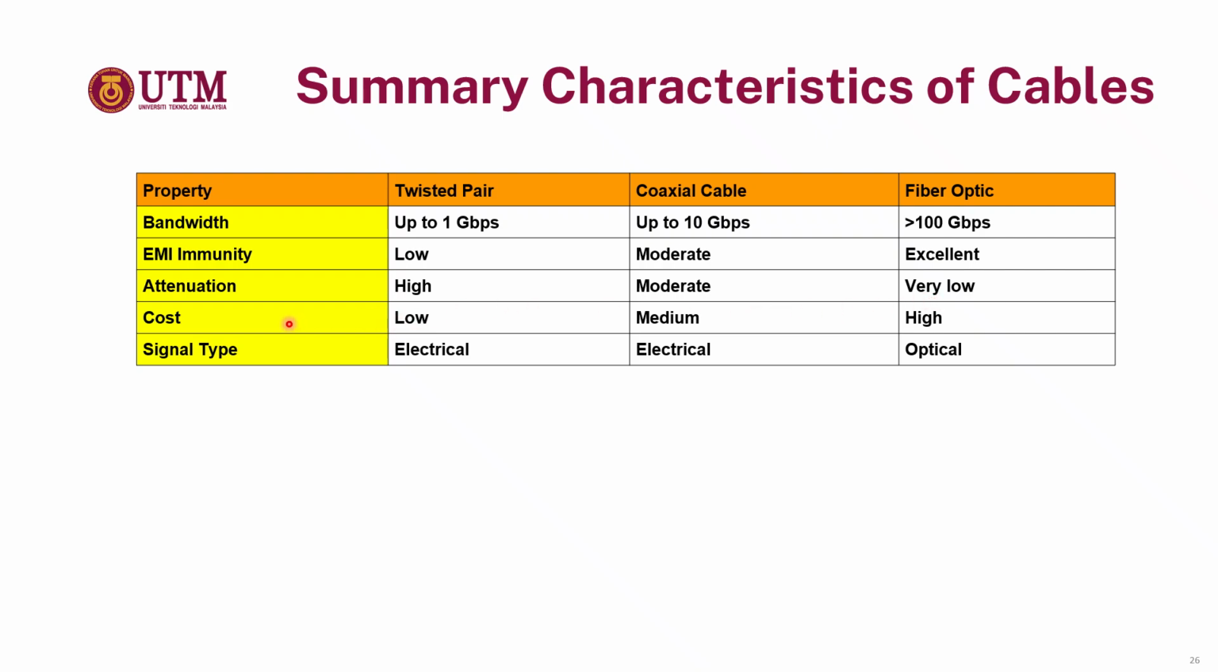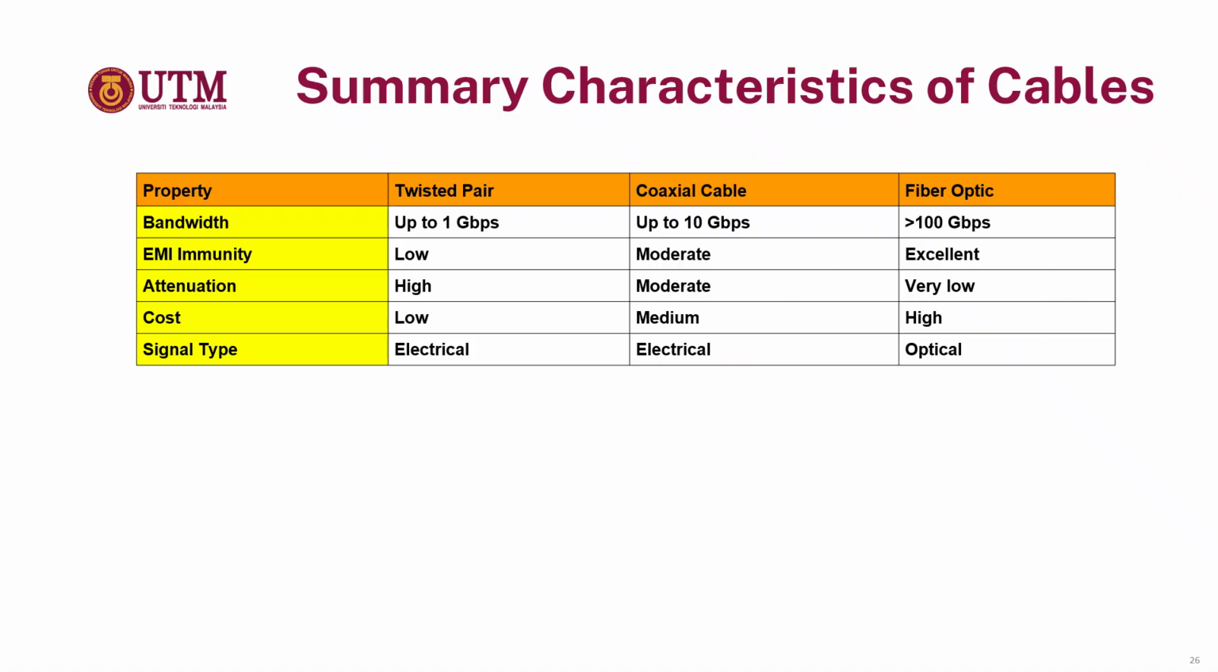In terms of the signal type, for the twisted pair and coaxial cables, it is electrical, and then the fiber optics here is optical. Okay, so here the coaxial cable can also be in terms of electromagnetic. You can add that information here. The coaxial cable is also in terms of electromagnetics.